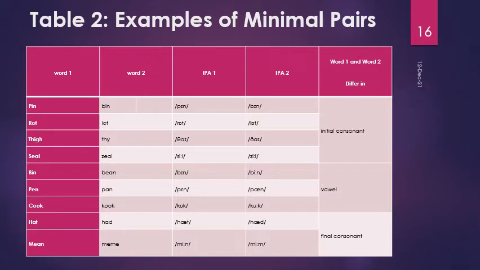Now we understand that these words differ only in their initial consonant sounds. The second set of words differ in their medial position sounds, where we have the vowels. We have words like bin and bean, pen and pan, cook and cook, heart and hurt.